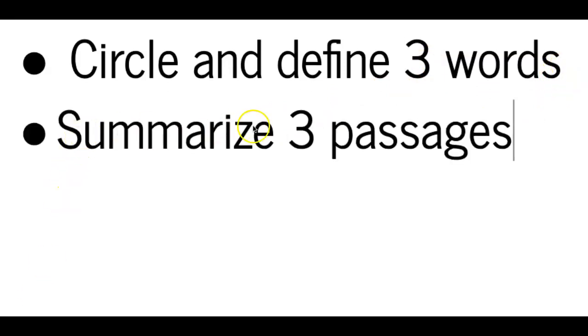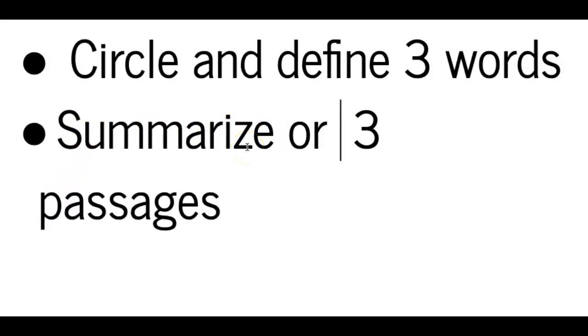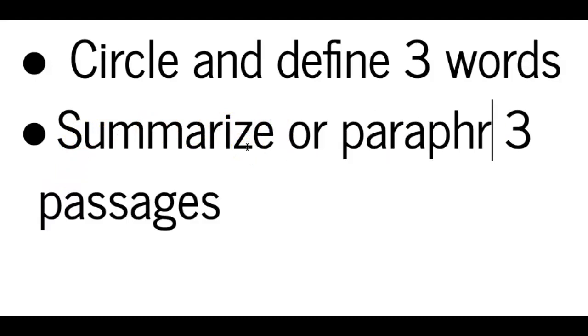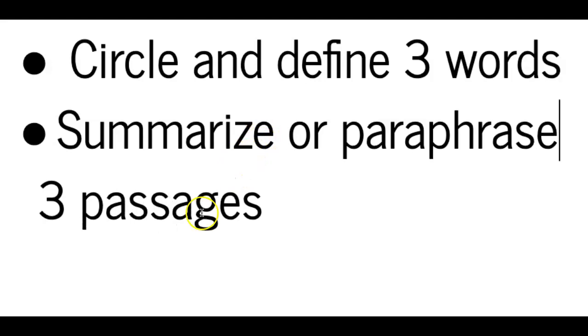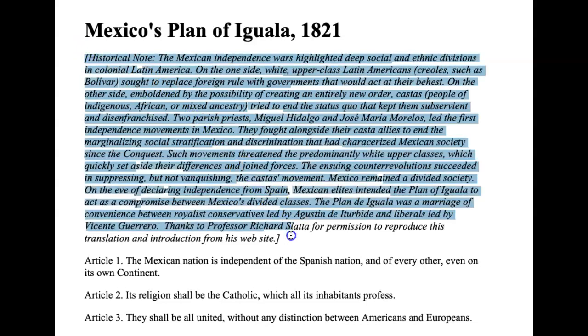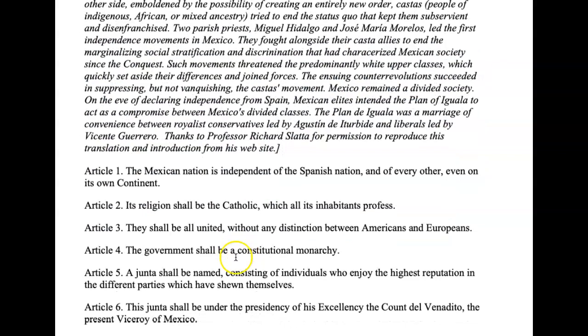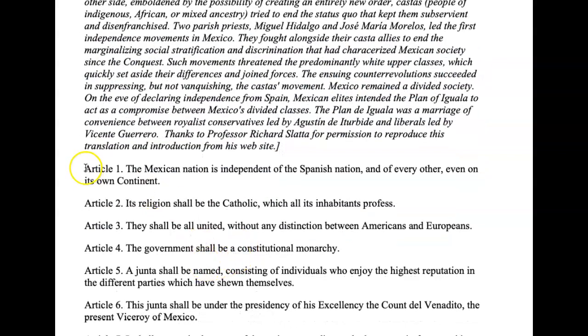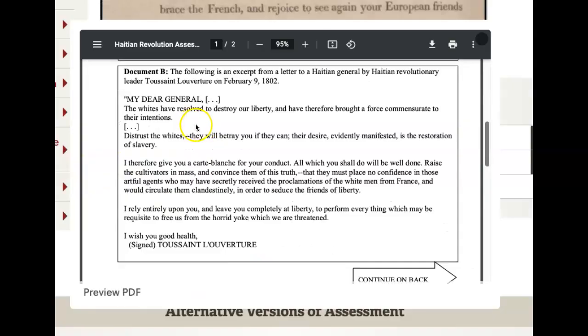Second, you'll need to summarize or paraphrase at least 3 passages. So looking at, for example, this Plan of Iguala, up here, you wouldn't be summarizing this. This is just the historical note or the background information. You'll look at the articles that are included. So you would summarize or paraphrase at least 3 articles. For the Haitian document, you're going to summarize or paraphrase at least 3 of the different phrases or sentences.